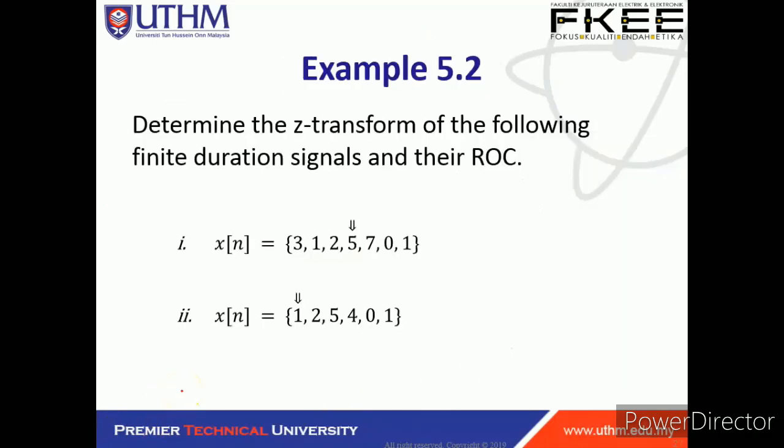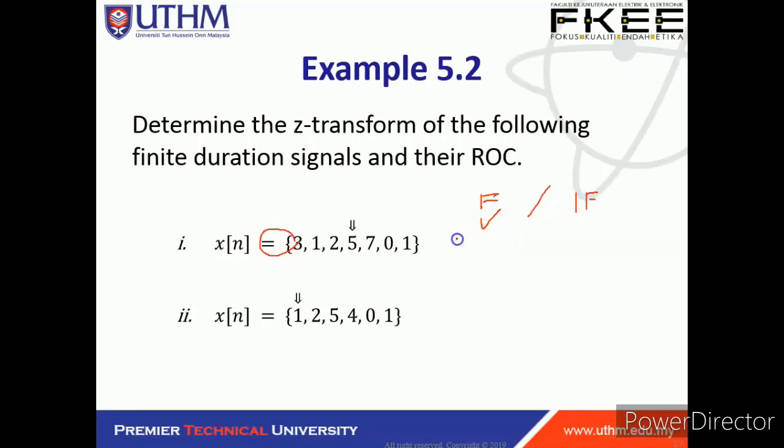To check whether you have understood the ROC concept, we look at example 5.2. First, when we have the question, we need to check whether the signal is finite or infinite. For example here, since we have a limited signal, there's no infinity here, and the range we have is n equals -3 until +3. So this is a finite signal.